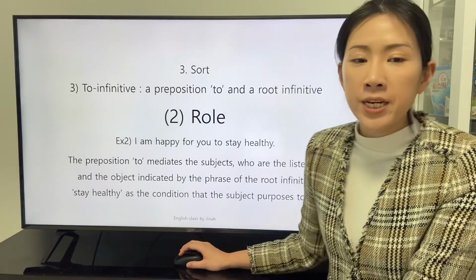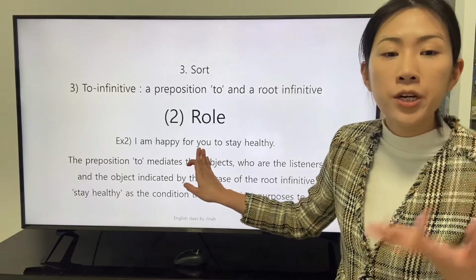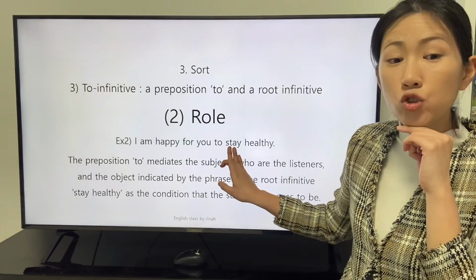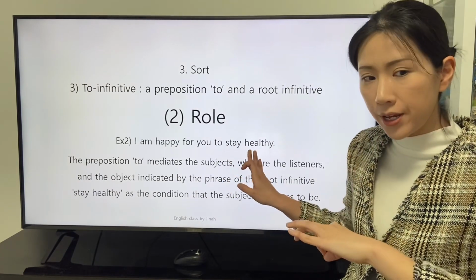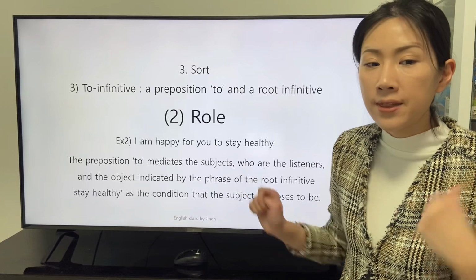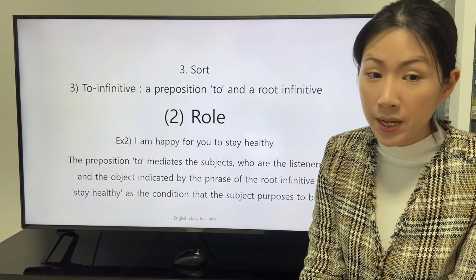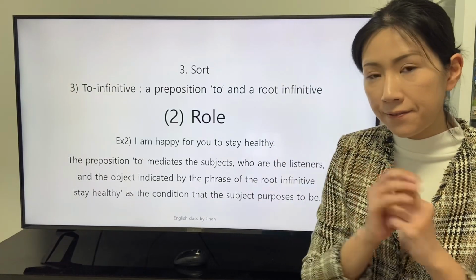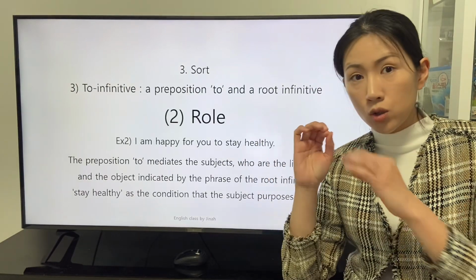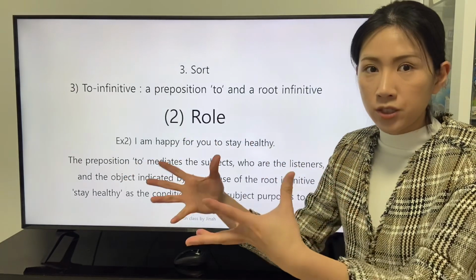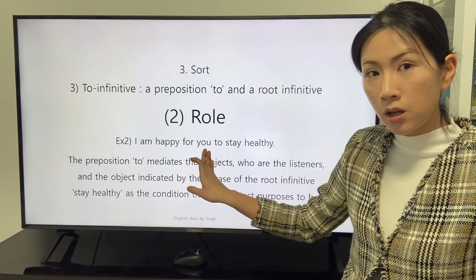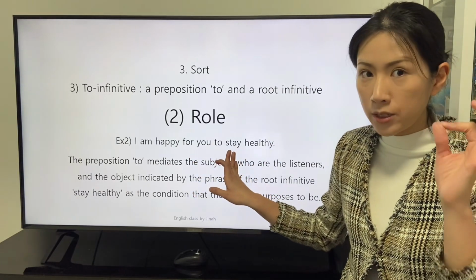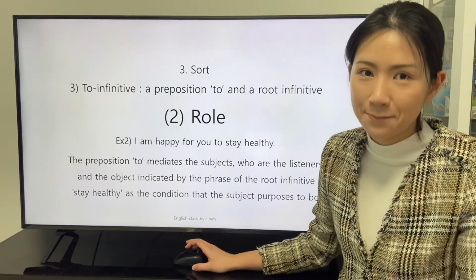The preposition to mediates the subject, who are the listeners, and the object, indicated by the phrase of the root infinitive, stay healthy, as the condition that the subject proposes to be, with the consideration that the root infinitive has the trait to indicate an action. The subject orients to actualize the action indicated by the root infinitive stay.